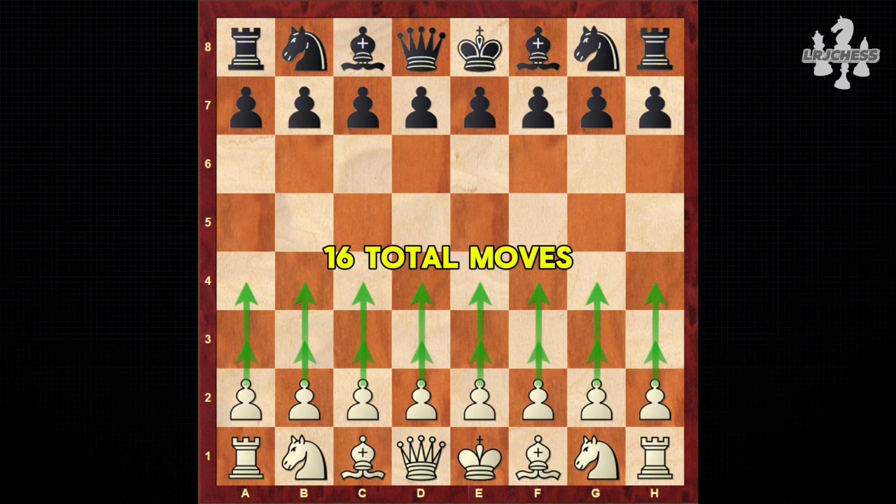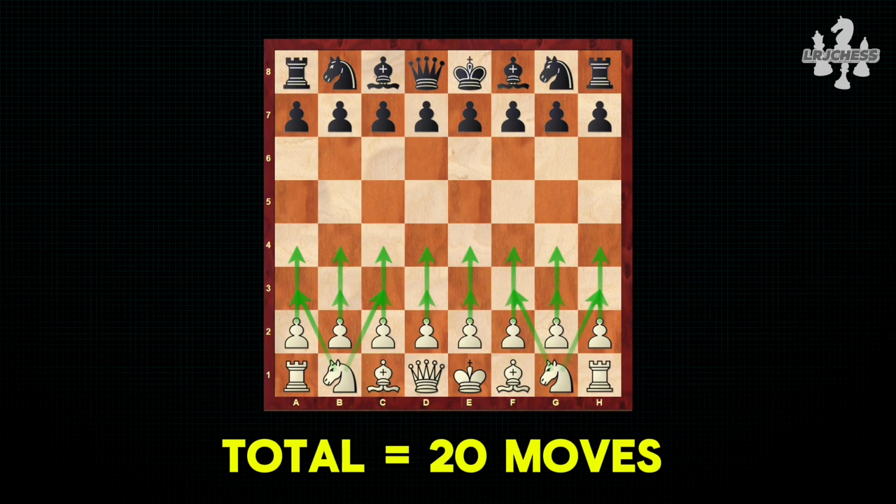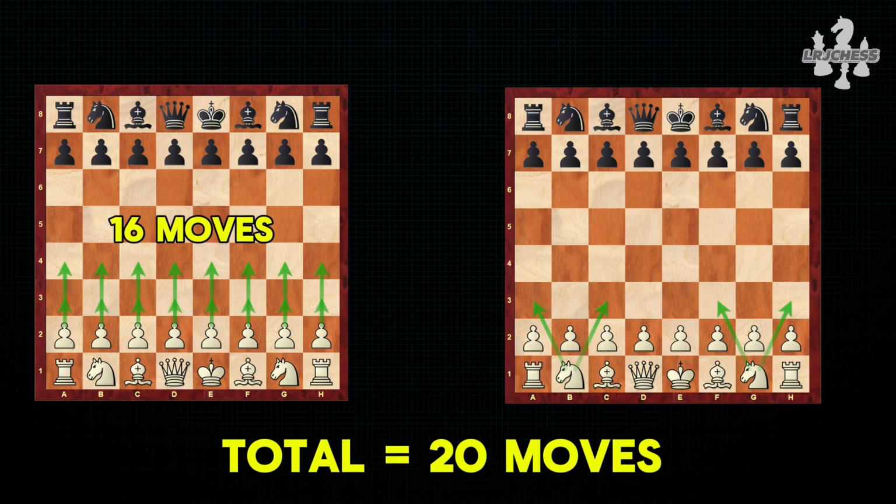But remember as well that your knights have the special ability to jump over pieces. That means your knights could move to A3 or C3 and F3 or H3. That's another 4 moves, bringing up the total to 20 moves, 16 from the pawns and 4 from the knights.